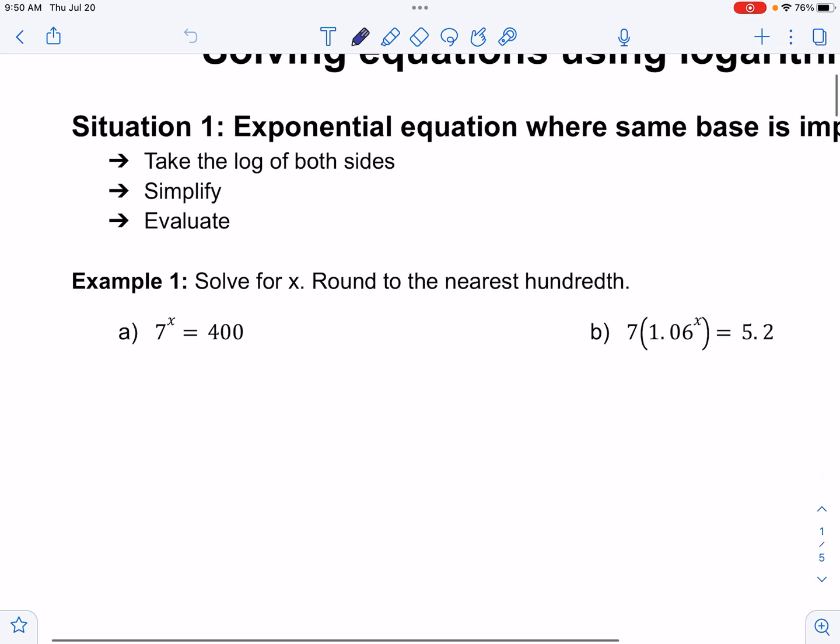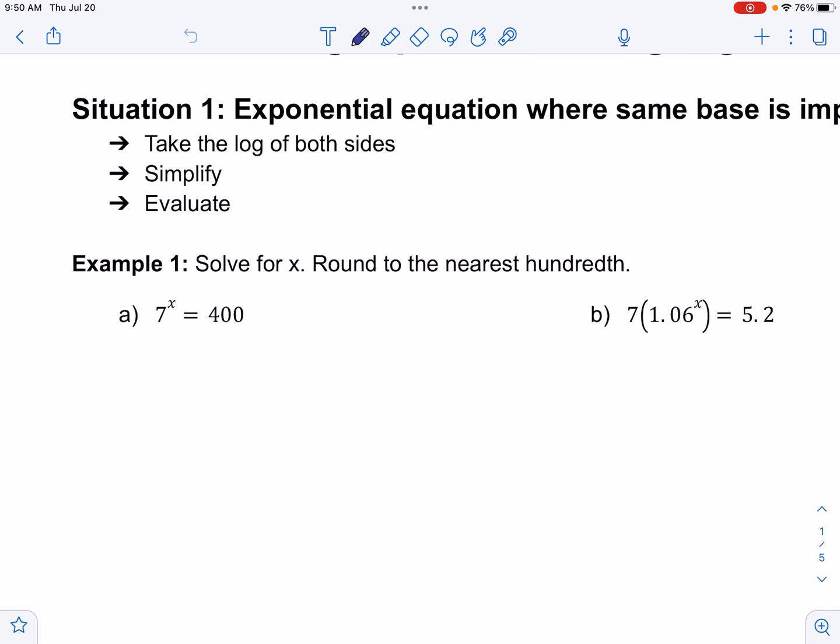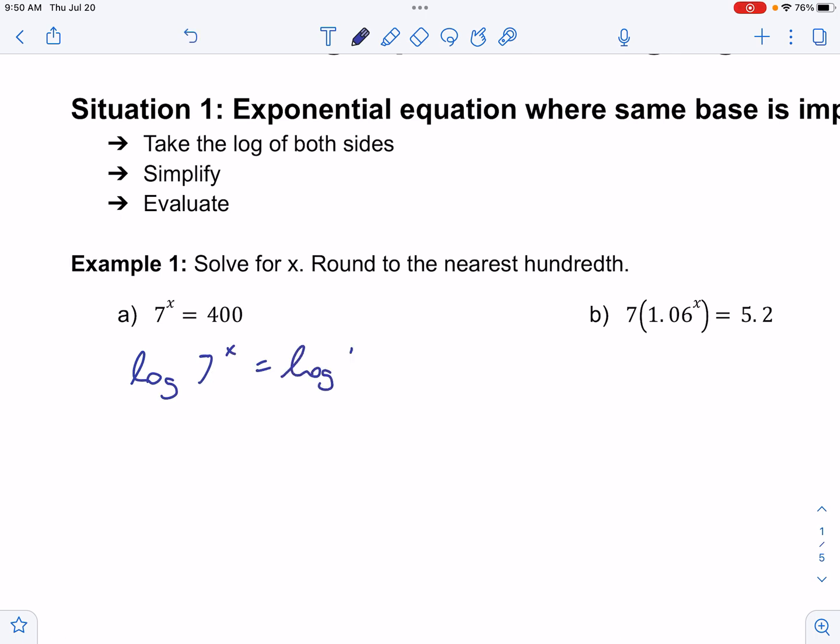Our first example here is 7 to the power of x is equal to 400. We can clearly see that 400 is not a multiple of 7. You can't do 7 to the power of something is 400. So we're just going to take the log of both sides. Now what this allows me to do is pull my exponent of x on the 7 and bring it out front. So I now have x log 7 is equal to log 400.